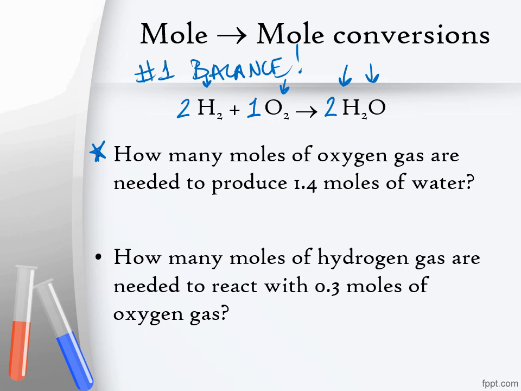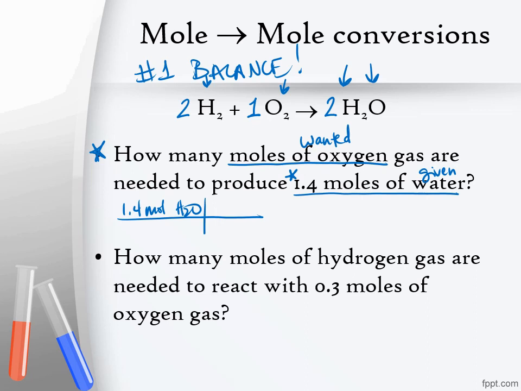Let's look at a problem. How many moles of oxygen gas are needed to produce 1.4 moles of water? 1.4 moles of water is my given. This is the information that I'm given to start with. What I want to find, my wanted, is moles of oxygen. So we always start our railroad tracks with the given. 1.4 moles of water. I want to get rid of water and turn my water into oxygen.